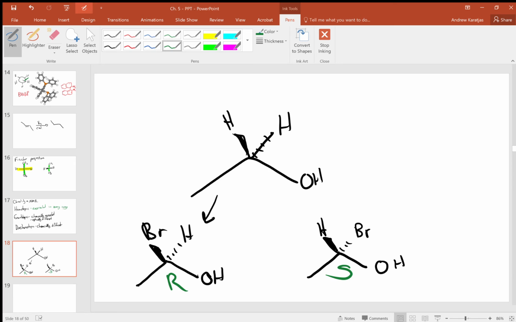So because one gave us R, one gave us S, what that means is that these two protons are in fact enantiotopic. Now that, again, won't have an effect on our NMR spectrum. And if the two resulting molecules that we had drawn had been identical, we would have determined those protons to be homotopic.